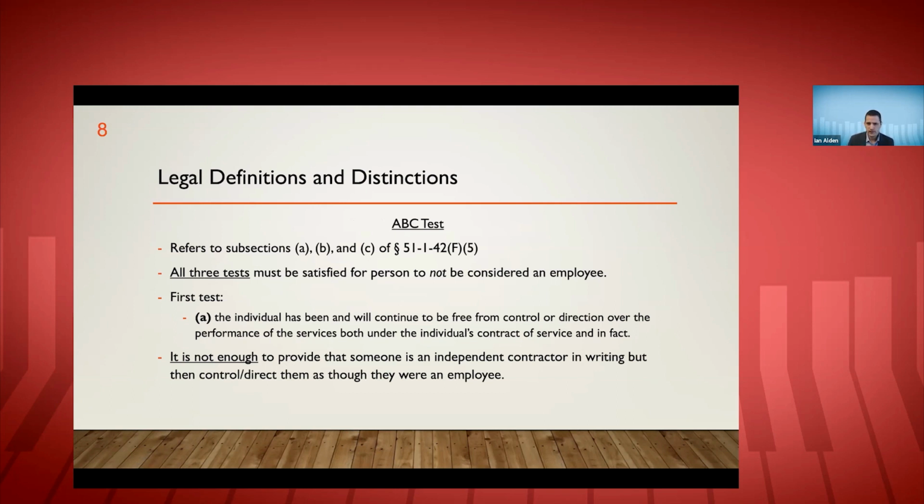If you meet the requirements for A, B, and C, then they can be an independent contractor. But if any of them fails, they're an employee. So you look at the first test, section A.